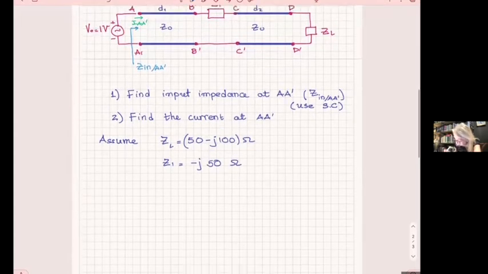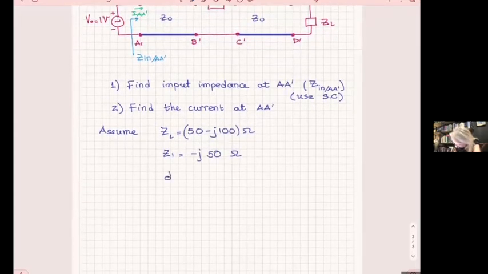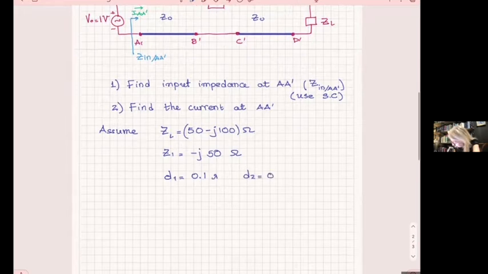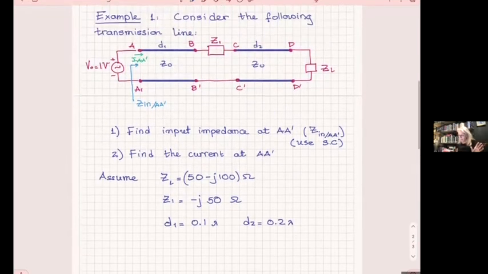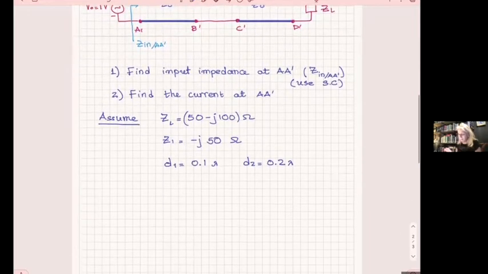And then D1 is 0.1 lambda and D2 is 0.2 lambda. Okay, so that's all that I'm giving you. And before you write the solutions, it's critical that you write down what I'm giving you, all of these.